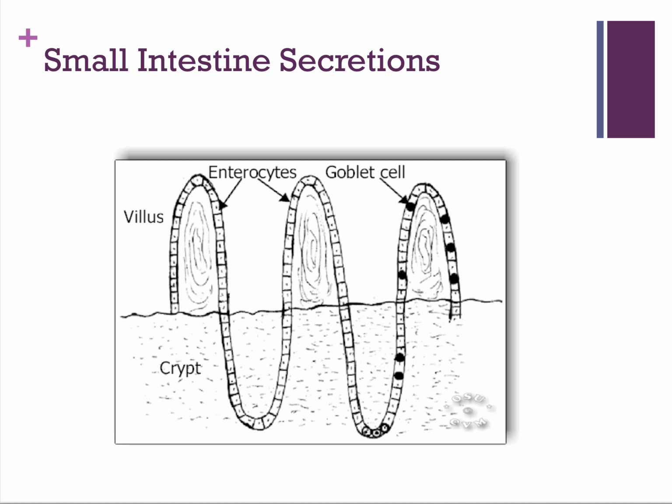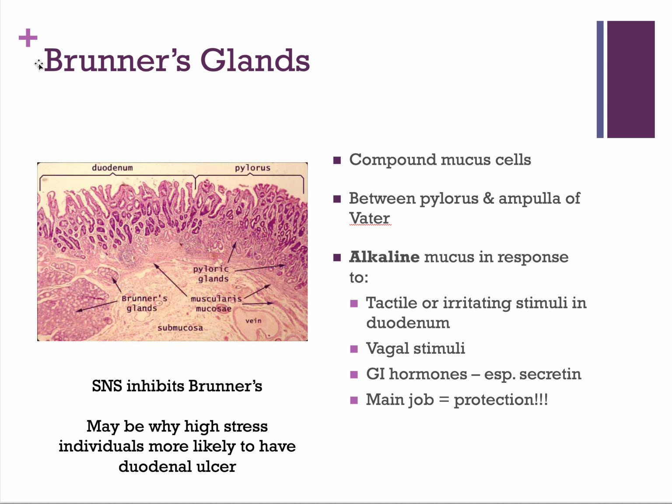So small intestine secretions. We see enterocytes, so intestine cells, and we see goblet cells. So we already know we're going to have mucus there. So some different things that you'll find in the small intestines that are specialized areas. There are compound mucus cells. We said compound mucus is located at junctures between different things that are connecting. So you'll find compound mucus cells in areas where there's close contact with the stomach and also with the ducts coming from the pancreas and liver.